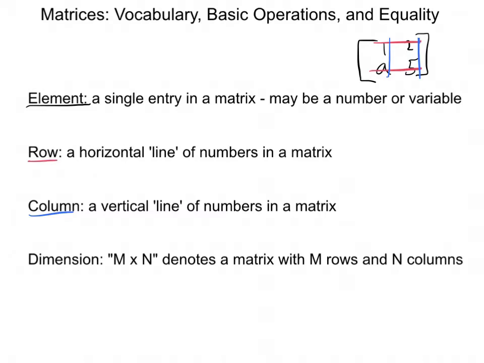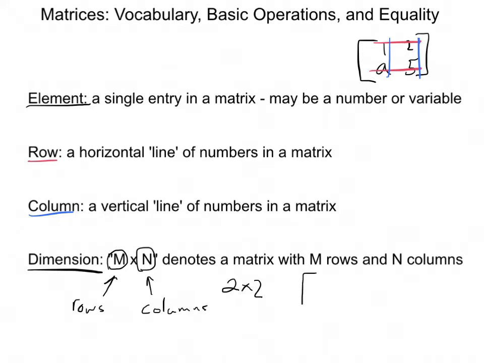Yay. The last basic thing is the dimension of a matrix. The dimension of a matrix is always given as some number times some other number, or some number by some other number. And that first number always gives the number of rows, and the second number always gives the number of columns. Okay, so for instance, the matrix I have up above is a 2 by 2 matrix because it had 2 rows, the red ones, and 2 columns, the blue ones.